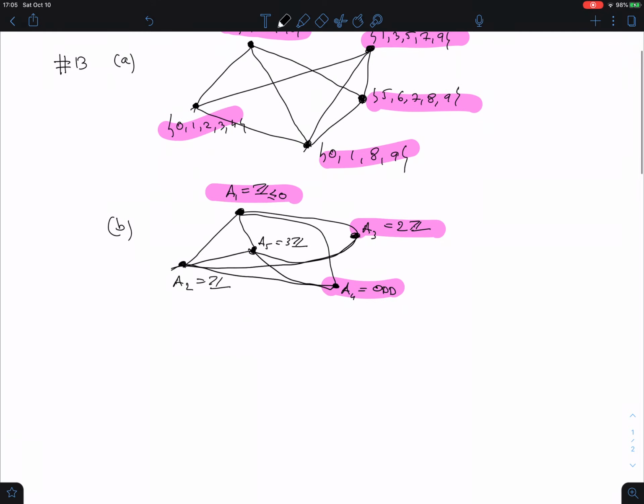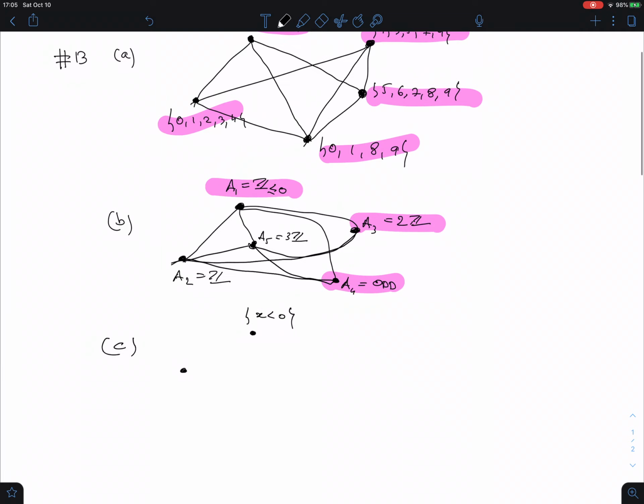And then for C, let me quickly do it here. These are the elements x less than 0. These are the negative elements. These are the elements between -1 and 0. So that is -1 and 0, that's this interval.